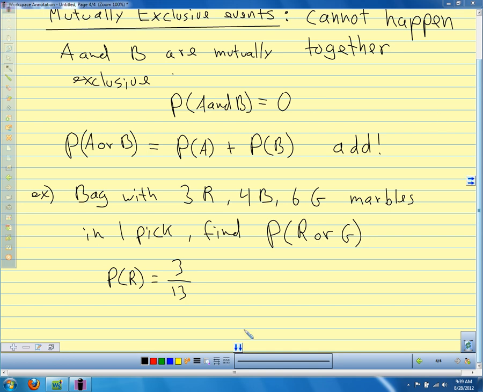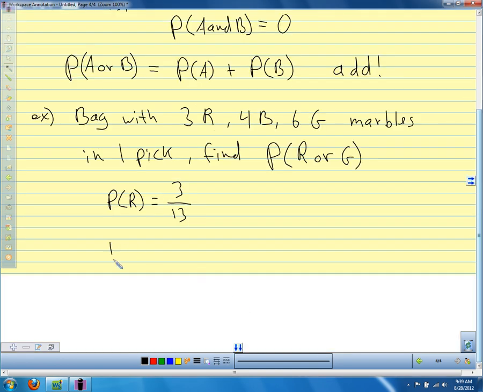And probability of picking a green? We have 6 favorable. And we're talking one pick, so we're talking the first pick. So what's our total? 13.